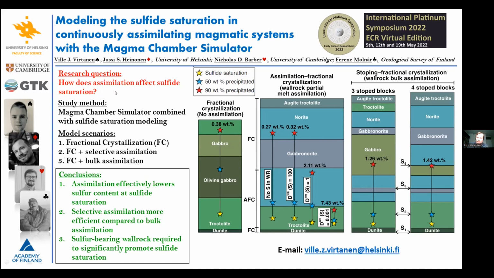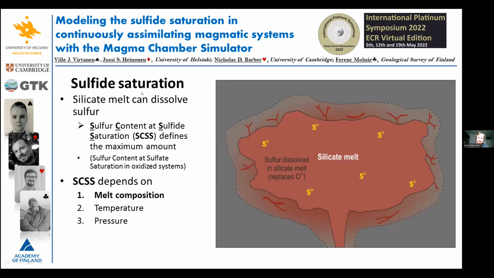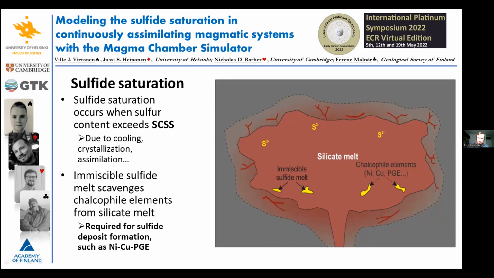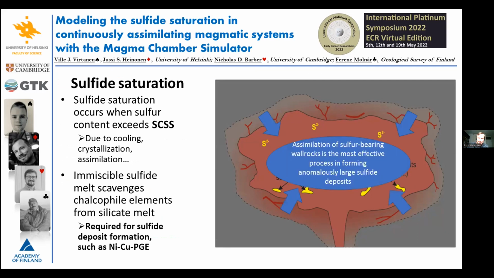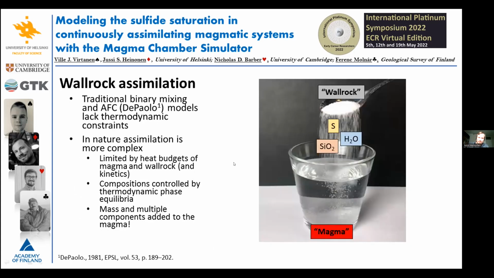I think I will skip most of the introductory parts here in order to save time. You all know what SCSS is, sulfur content at sulfide saturation, and it depends heavily on melt composition, and of course on temperature and pressure. And sulfide saturation occurs when sulfur contents exceed SCSS. And usually it is thought that assimilation of sulfur-bearing wall rocks is one of the most effective processes in forming some of the large sulfide deposits. So we wanted to study this using MCS and a thermodynamic approach.